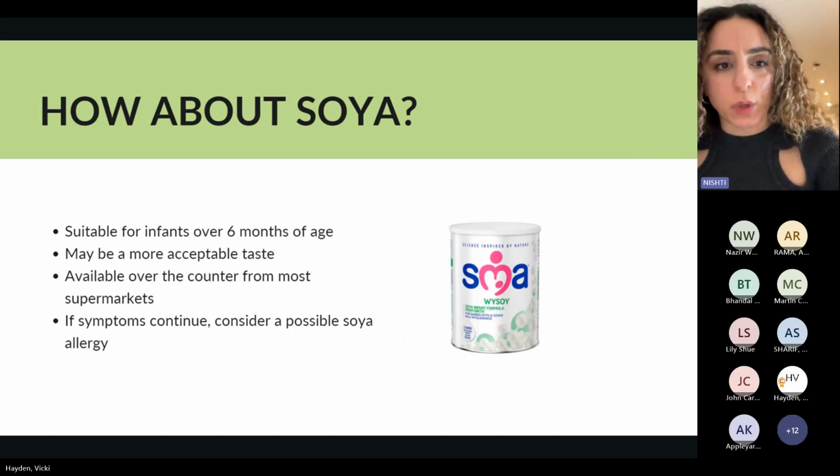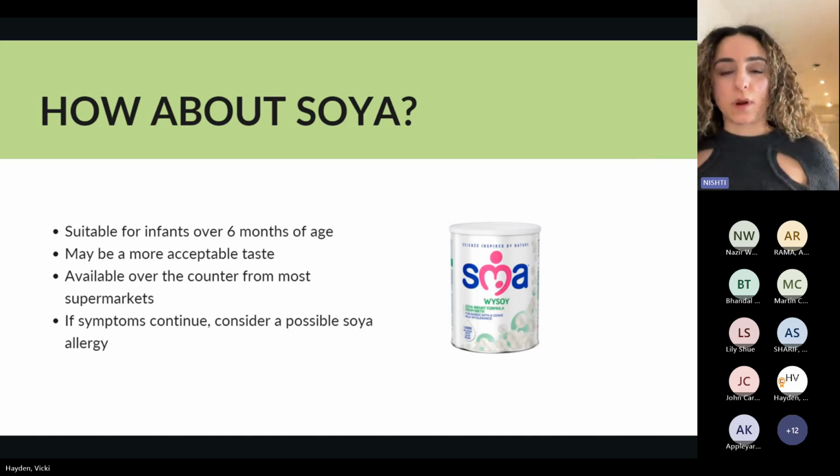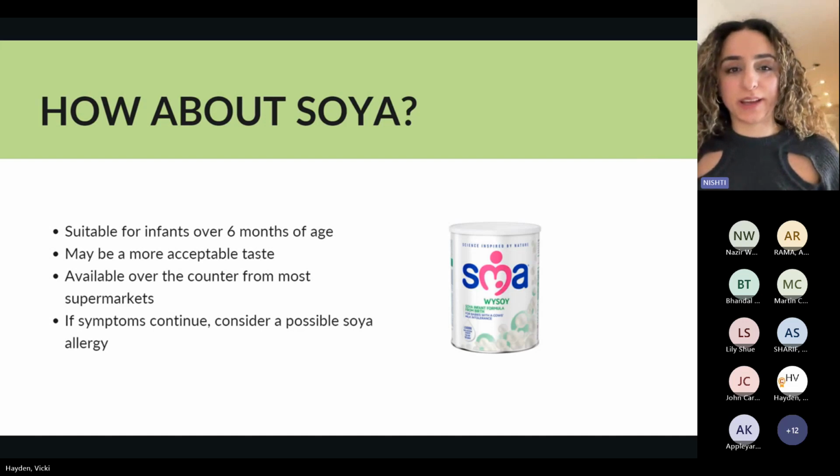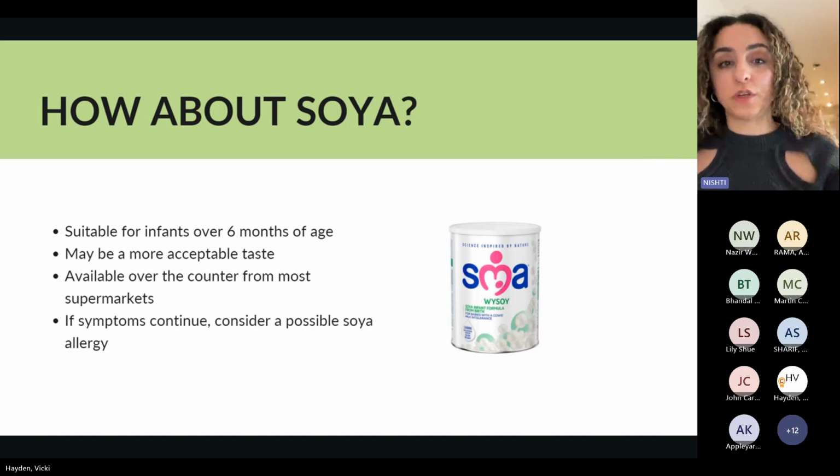Yeah, so we do have soya. I must admit, I never really prescribe soya formulas because 60% of children with non-IgE cow's milk allergy will react to soya. So in my experience, whenever we've prescribed soya, it hasn't worked. So I just don't bother, but it tastes good. So that's another option for you. If the child is over 6 months of age, it's more palatable, and it's also available over the counter. But a high percentage of children will still react to soya, unfortunately. Next slide, please.